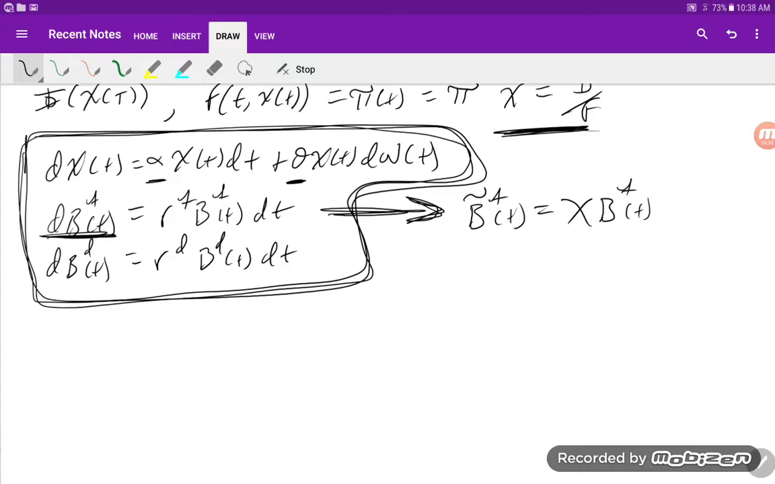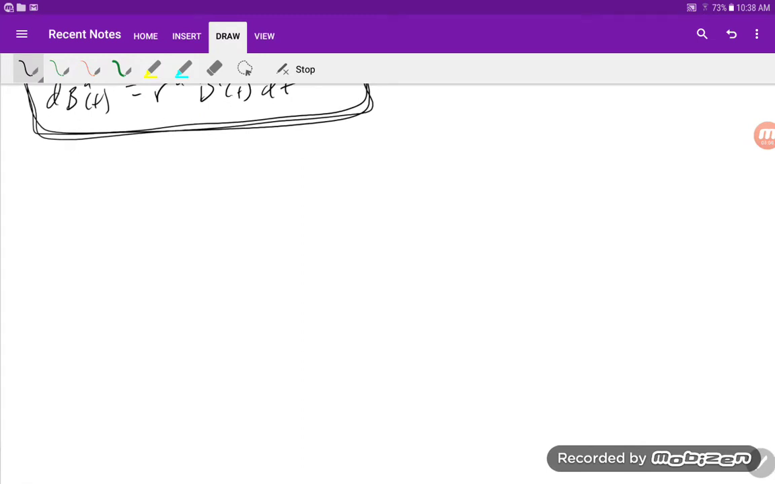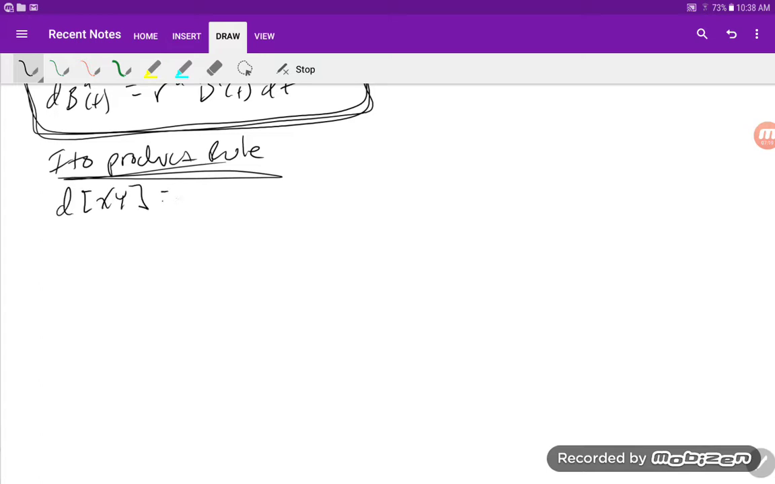Now, we obviously need the differential of this. So let's figure that out. If we recall the Ito product rule, which basically says that if we have, say, d(xy), that's going to be equal to dx times y plus dy times x plus dx dy.